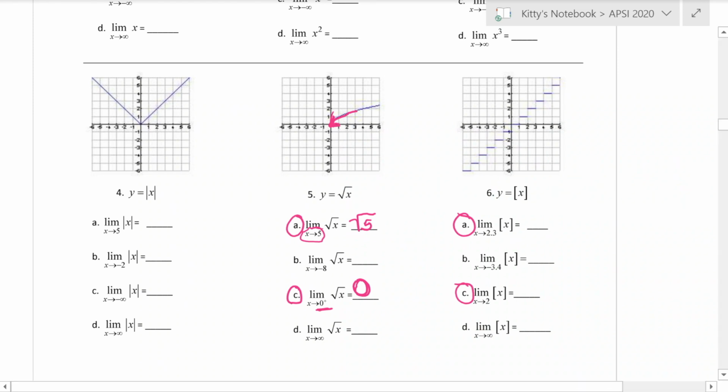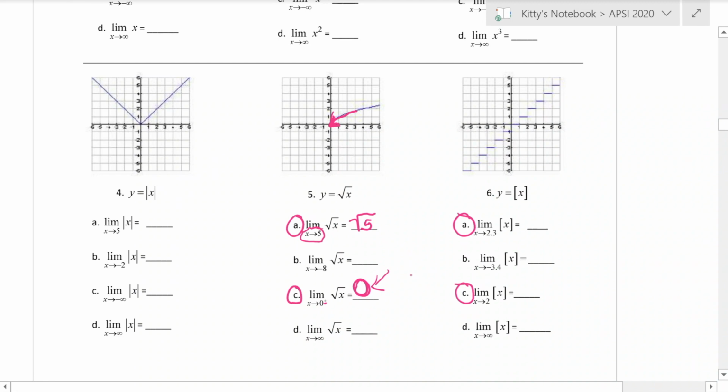So I'm going to read part C for you. The limit as x approaches 0 from the right, remember that little plus means from the right, of the square root of x is equal to 0, because if you go to the right of 0 and you go towards it, the y value it's approaching is 0.